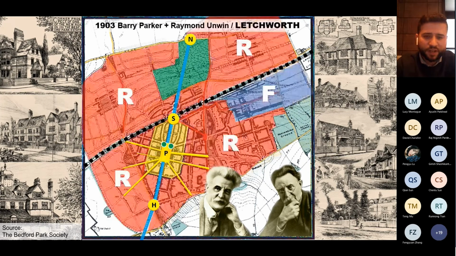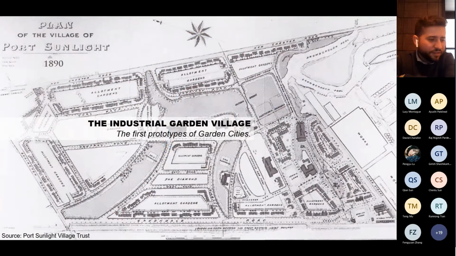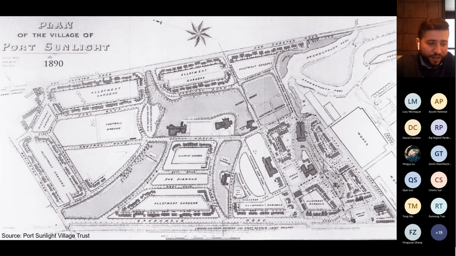Earlier than the beginning of the first garden cities, at the end of the 19th century, we can find similar precedents of this kind of development and design in the industrial garden villages of Britain. This is the plan for the industrial garden village of Port Sunlight, which was built by the Lever brothers nearby Liverpool. And just like in Bedford Park, the station is the beginning of the master plan, which was located close to the soap factory for distributing the production.